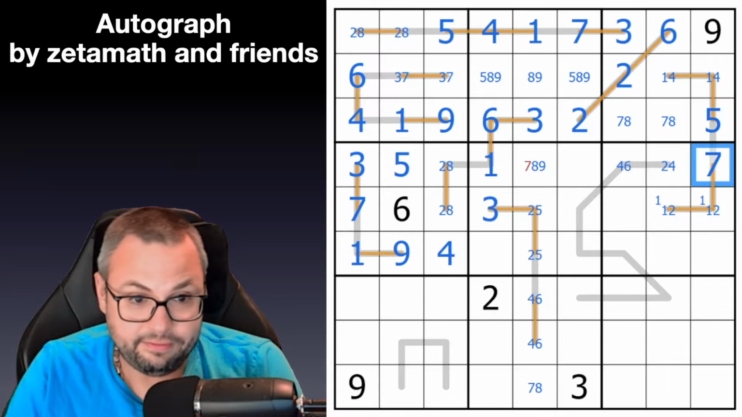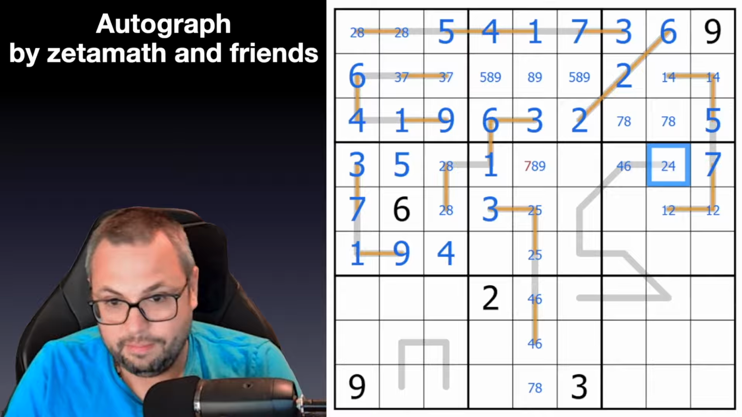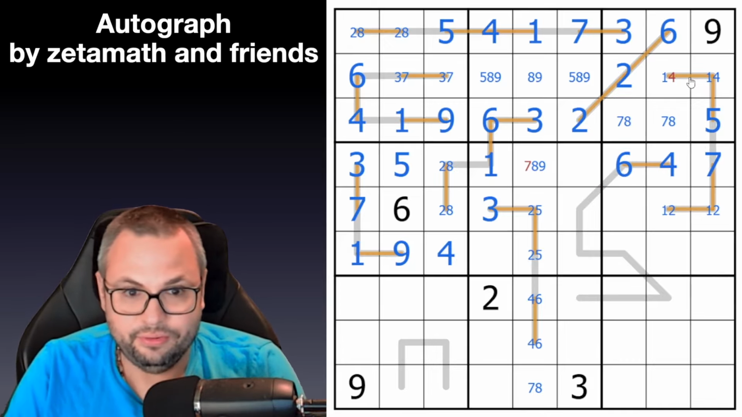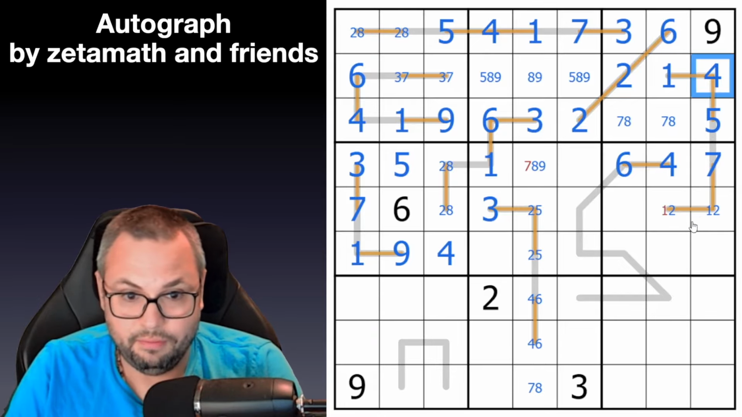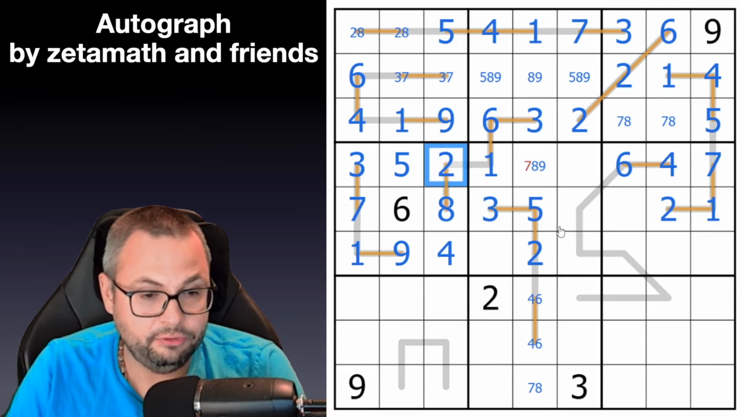Okay, so that's the 7 in the 1, 2, 7. One of these is a 2, so that makes that a 4 and a 6. So indeed, that is a 2-cell sum. That being a 1 and a 4, that being a 2 and a 1, 5 and a 2, 8 and a 2.